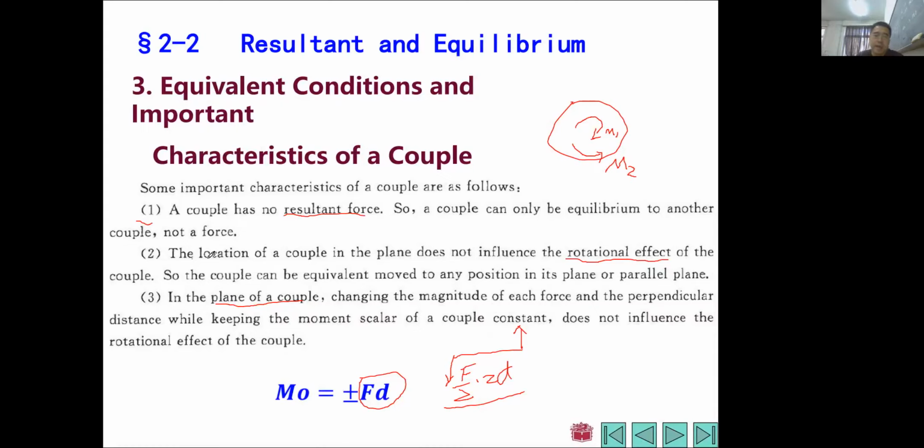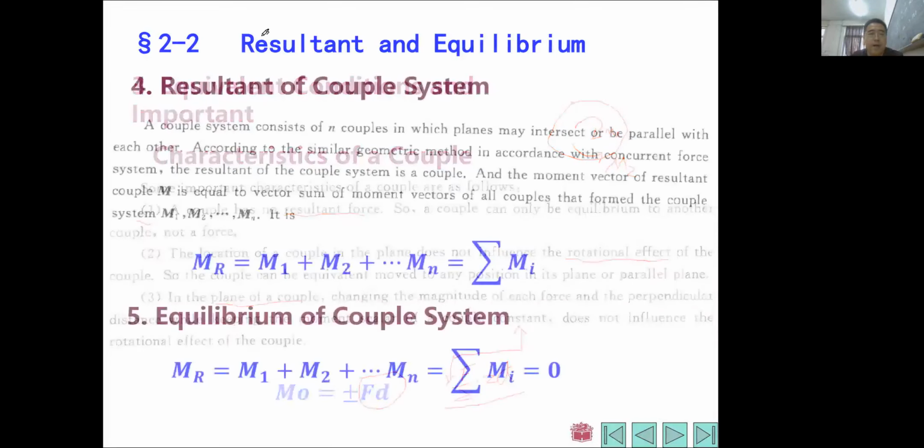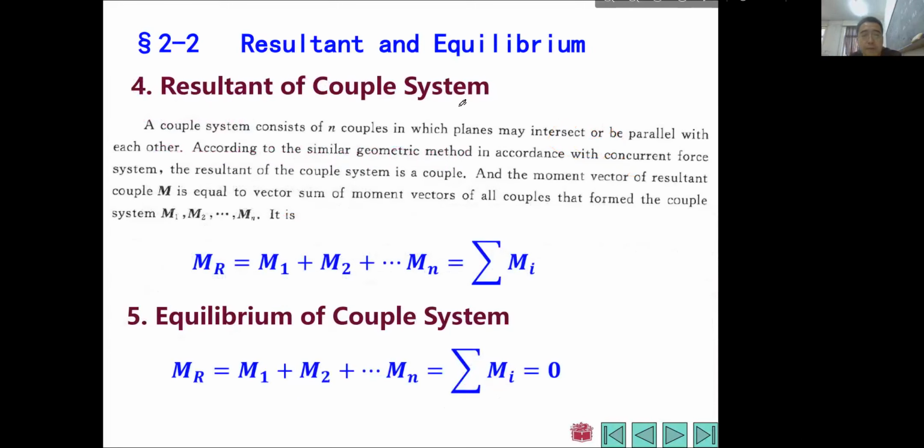And actually the location of a couple is meaningless. Actually, the plane of the couple is useful, right? That's the very important characteristic of a couple. So let's move on. Let's talk about the resultant of a couple system.